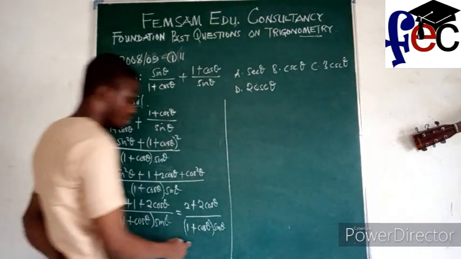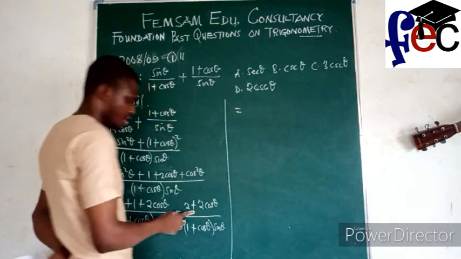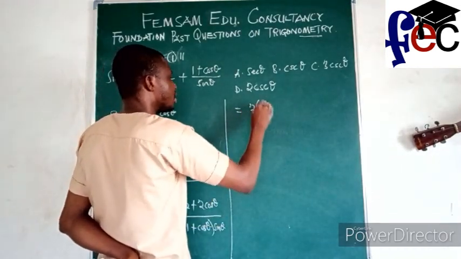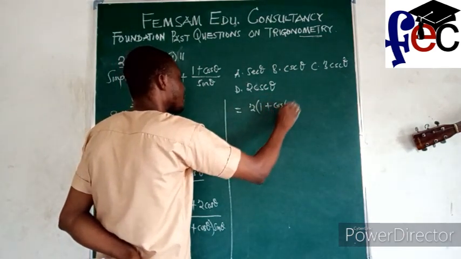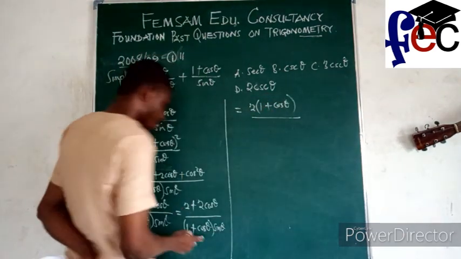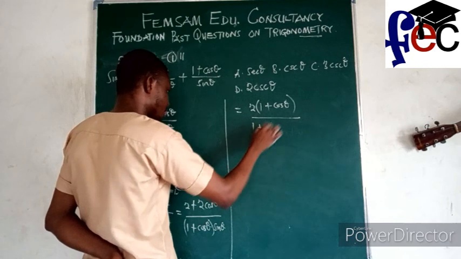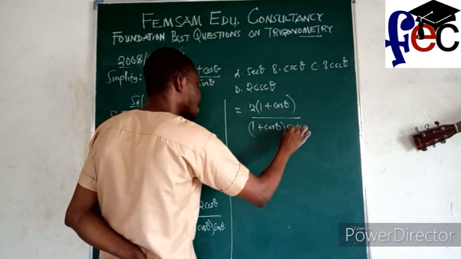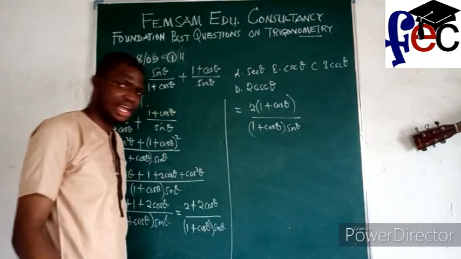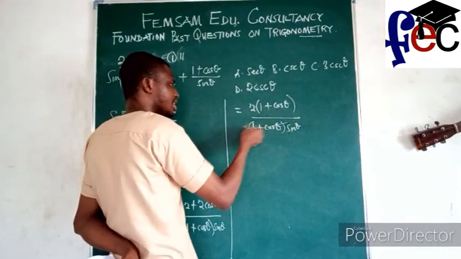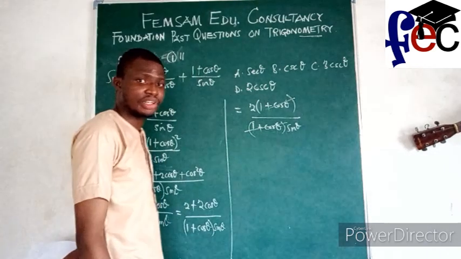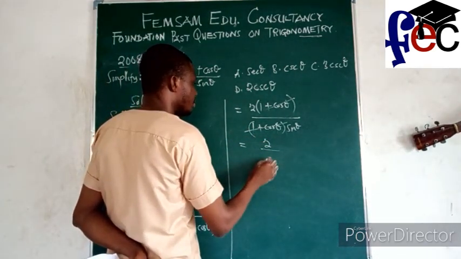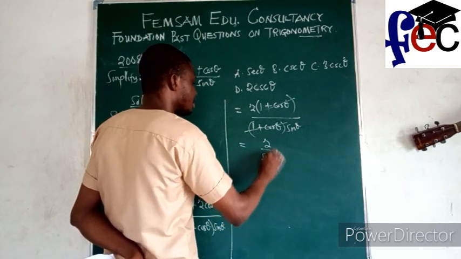Now, permit me to take this up. This will become, something is common here. That's 2. Factor out 2, you'll be left with 1 plus cos theta divided by 1 plus cos theta multiplied by sine theta. Am I right? So this common factor can terminate this division. So I'll be left with 2 over sine theta.